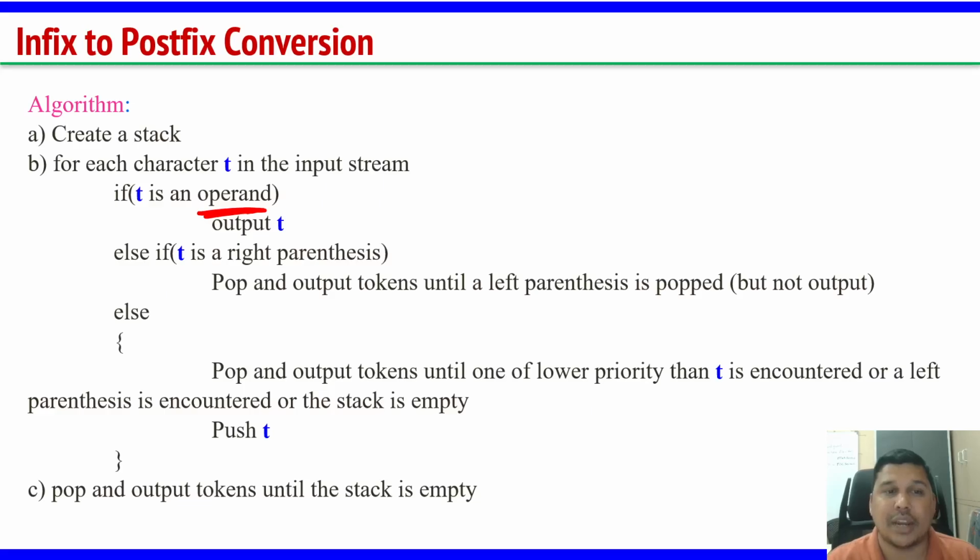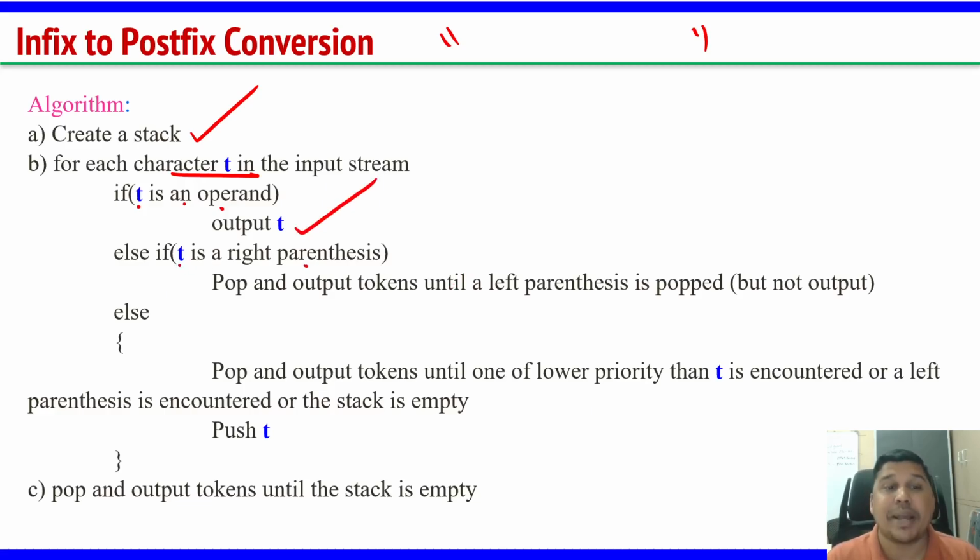I will just go through the algorithm. We will see more examples, but let's recall the algorithm. Create a stack, scan each character from that string. If it is an operand, meaning if it's a variable, just add it to the output.